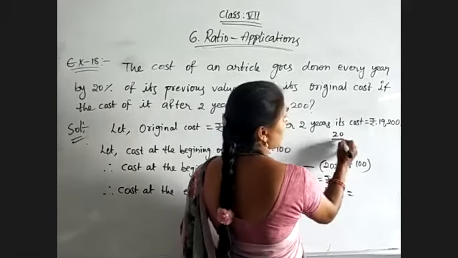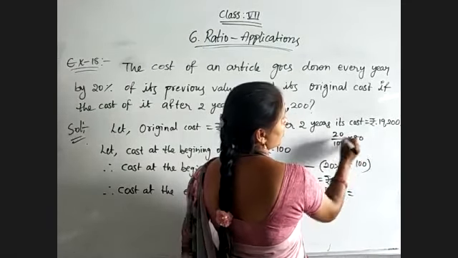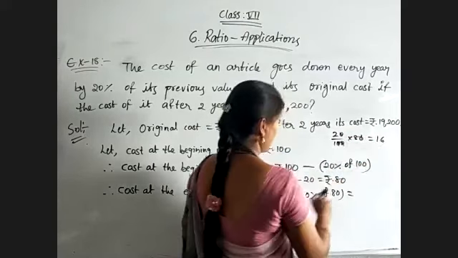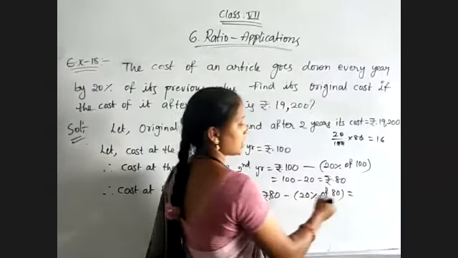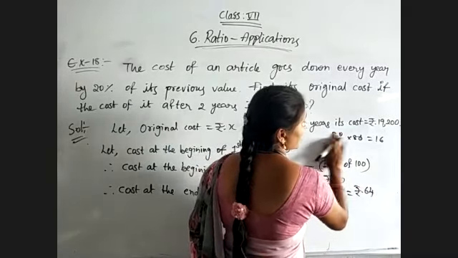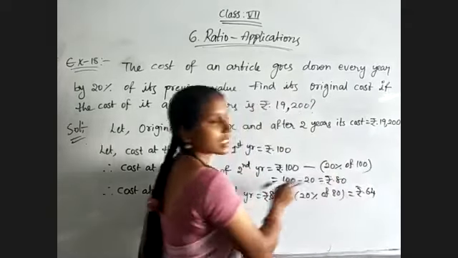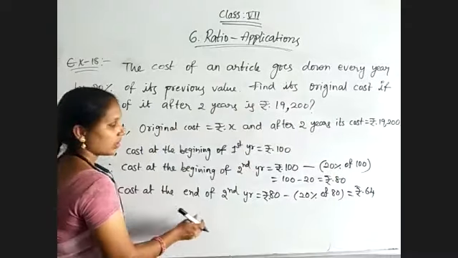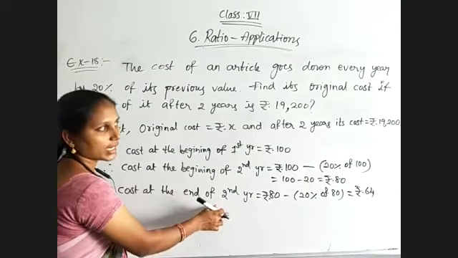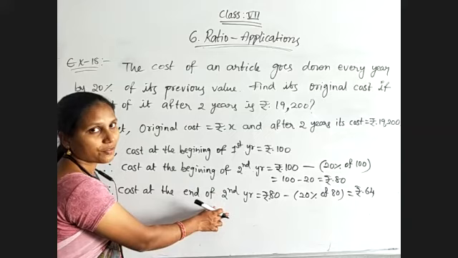That is 20 by 100 into 80. The zeros get cancelled. 2 8s are 16. 80 minus 16 is 64 rupees: 80 minus 6 is 74, 74 minus 10 is 64. So at last, for 100 rupees, we get 64 at the end of 2 years.